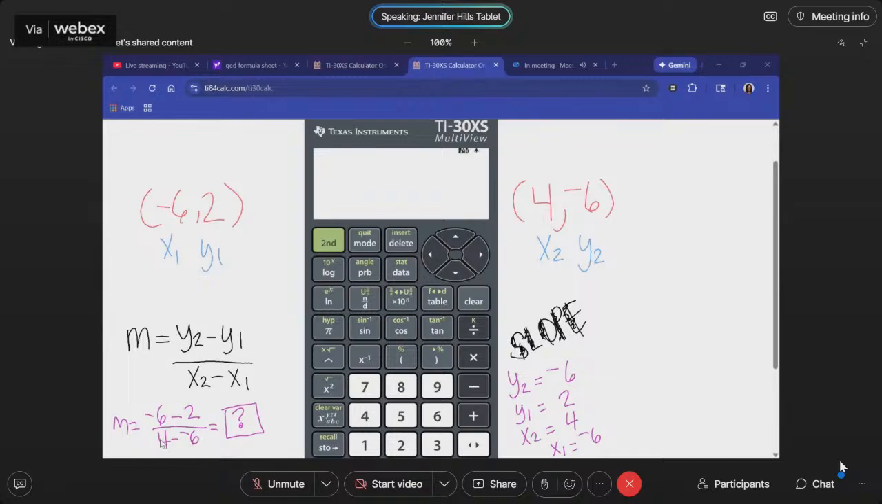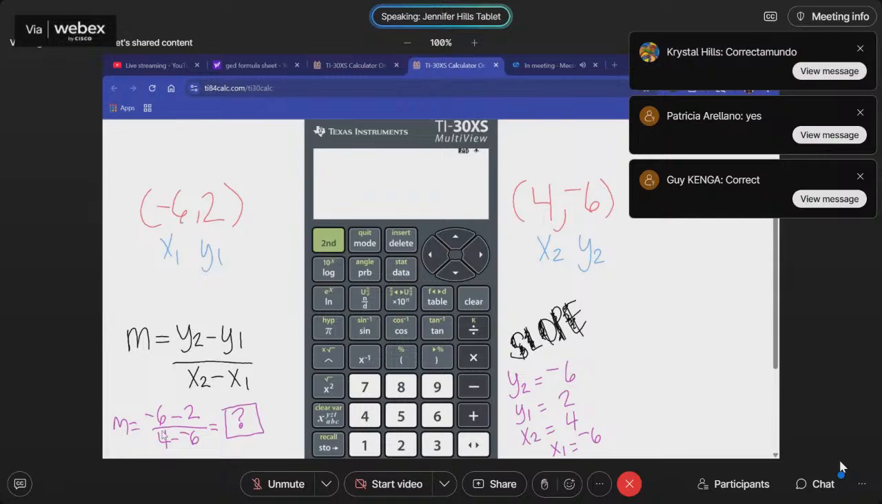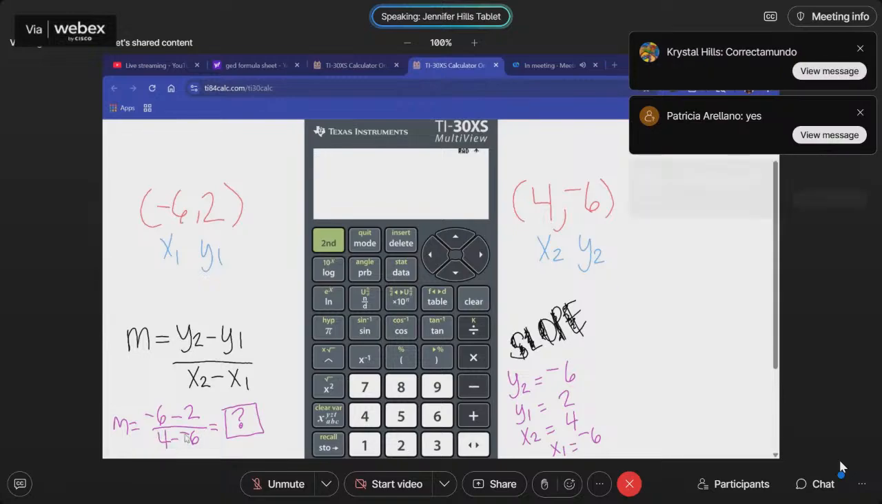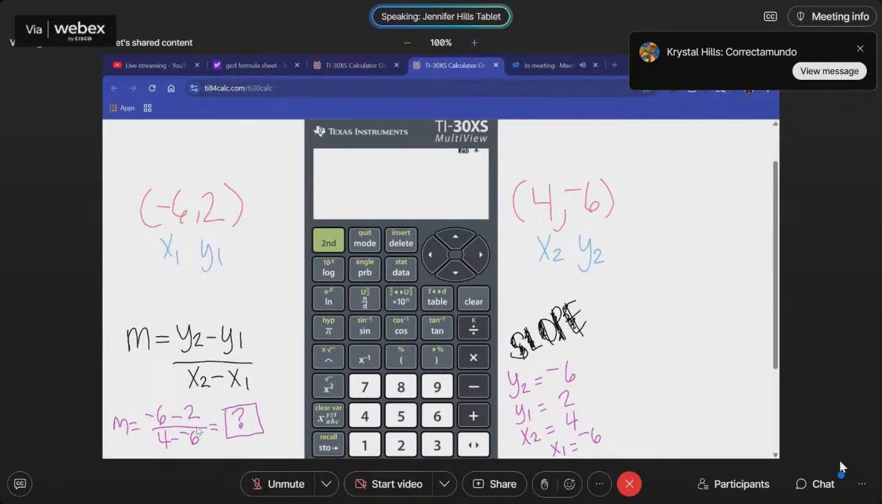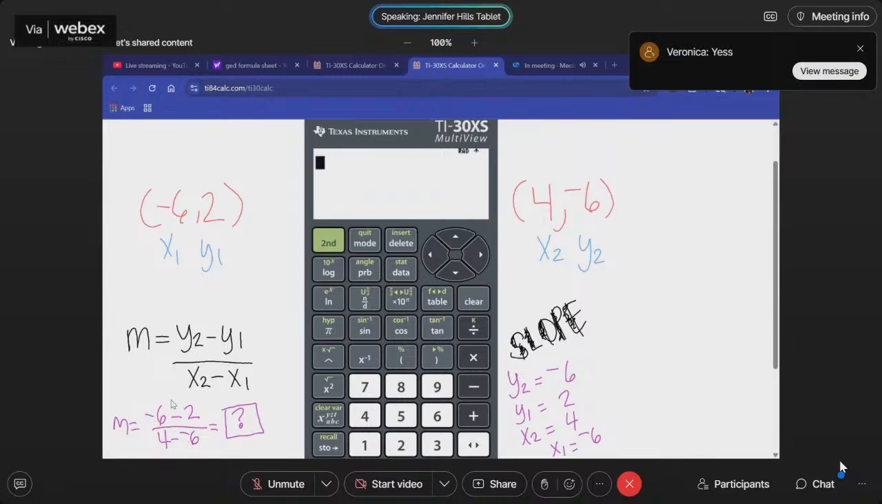So I have already put my numbers in the formula. Before I put this in my calculator, can I get a check to make sure I'm correct? I need you guys to have my back. I don't want to get this wrong live. So here's my formula. I'm circling it down here at the bottom. I have negative 6 minus 2 divided by, this fraction bar means divided by, 4 minus negative 6. All right, thank you to my teachers in the room who have helped me to confirm that my formula has been put in correctly.